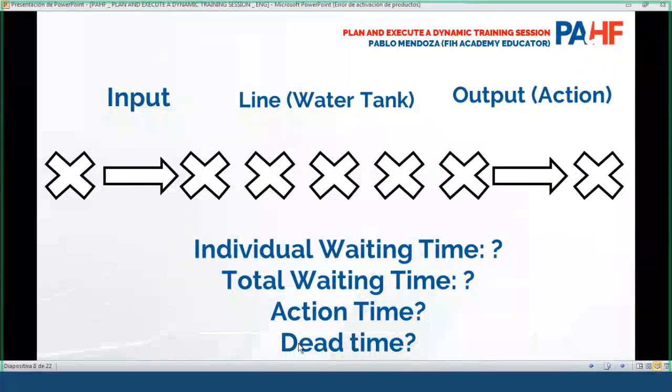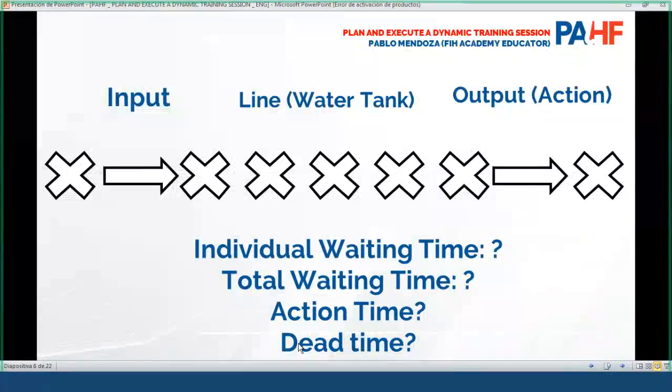So with this, we can say, okay, what is the individual waiting time? Meaning, how long does each individual need to wait until advancing to a new position? How long will be the total waiting time? How long will that individual wait until they get back into the action, collect the ball and execute the drill? How long does the action time last? And finally, how long is the dead time? The dead time, I mean, the external variables.